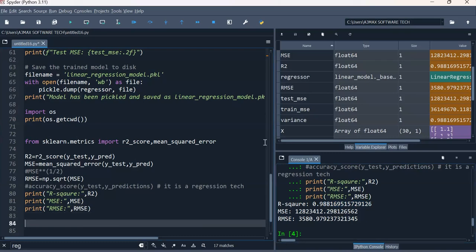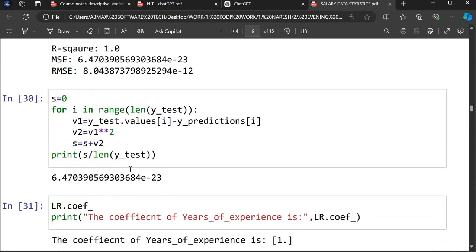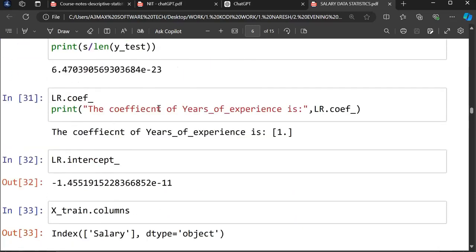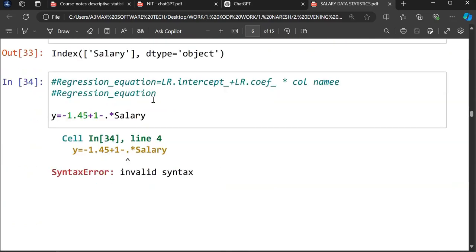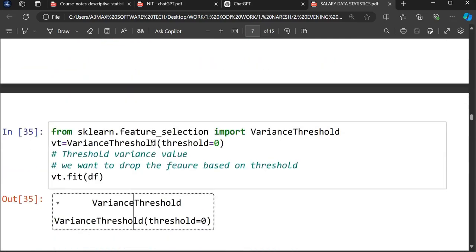So here in the same code, can you write? This is called the Y test value, Y predictions we want. So this one is not required. Coefficients, we know this. Okay. X train, we don't want it. Regressions, LR, column names, you already know these equations. We don't go for it.